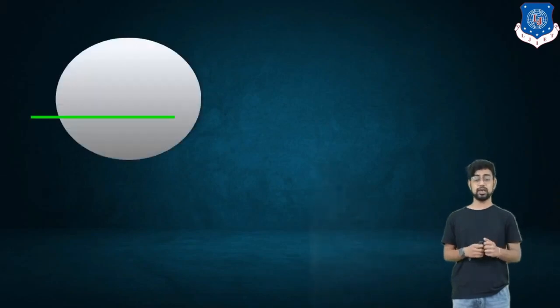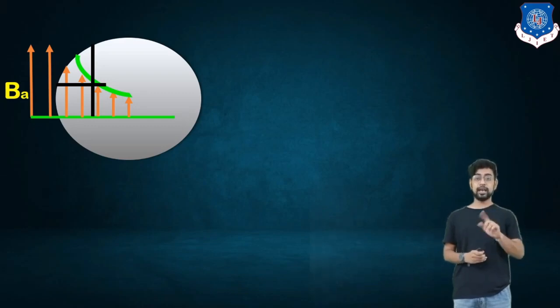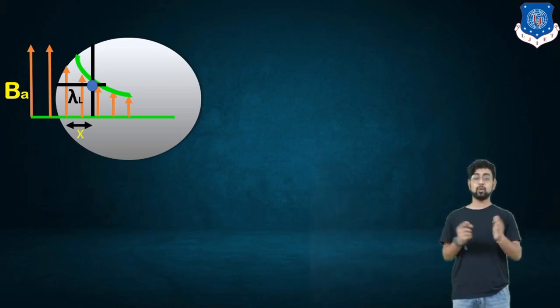For example, we consider the same circle of the superconductor, and then we apply a magnetic field B_A. You can see that it is exponentially decreasing. We get the coordinates, and the point at which the field has decreased exponentially is the penetration depth, and x is the length, or how deep the field has penetrated.